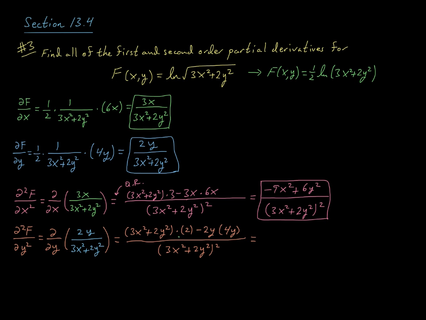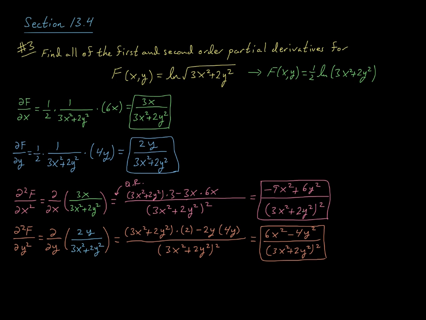So now let's clean this up. For my x squared terms, I'm going to have a 6x squared. And then for the y squared terms, I'm going to have 4y squared minus, and then this is an 8y squared, so that'd be a minus 4y squared. And then I'm dividing all of that by 3x squared plus 2y squared, quantity squared. Alright, so that would be my y derivative.